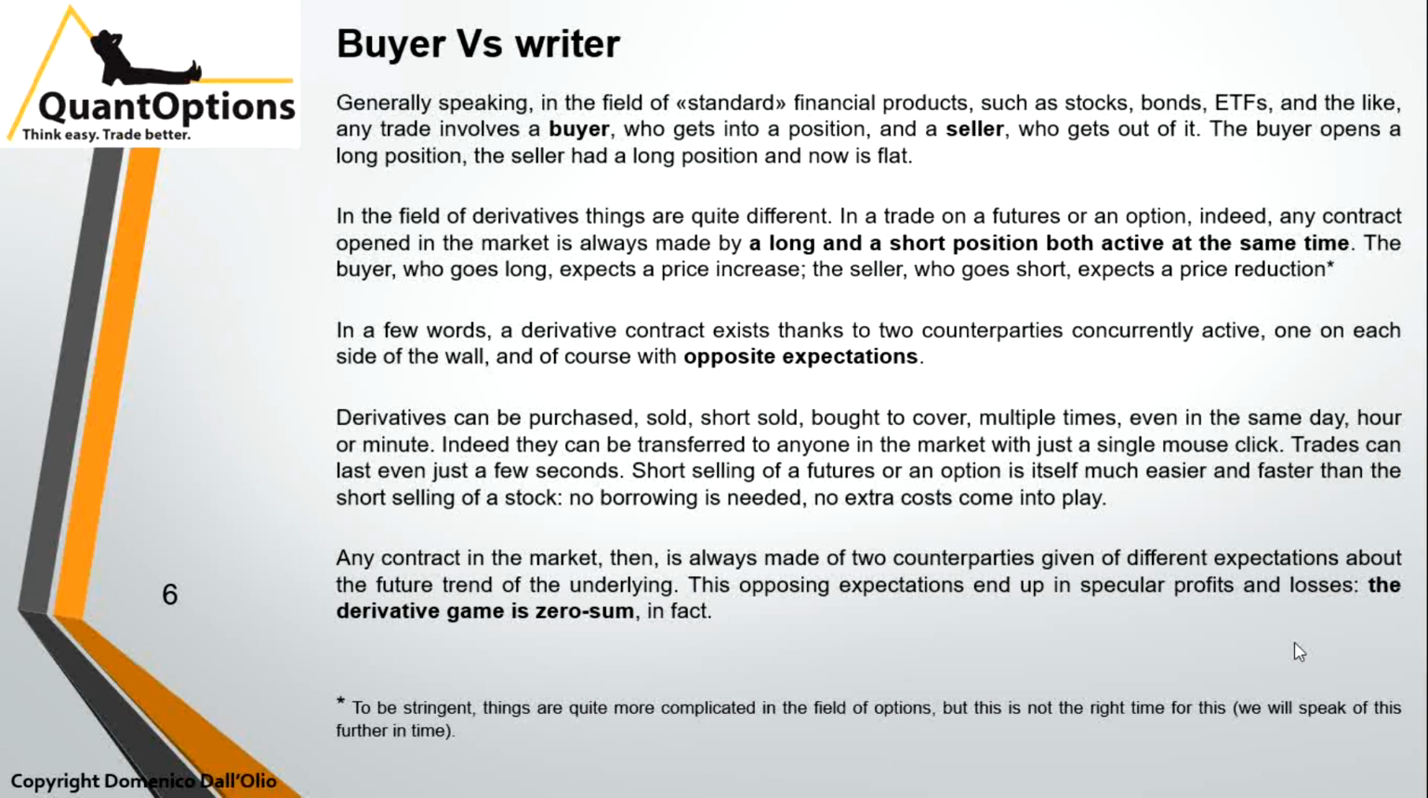Any contract in the market then is always made of two counterparties with different expectations about the future trend of the underlying. These opposing expectations end up in specular profits and losses. The derivative game, in fact, is a zero-sum one.